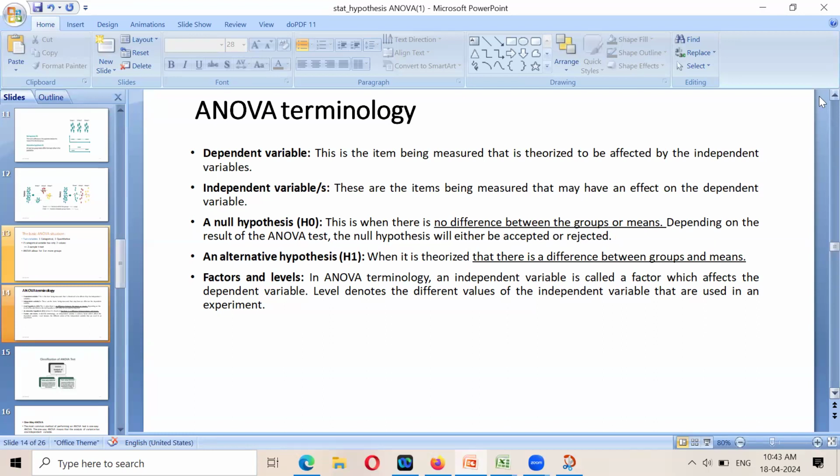Last important term is factors and levels. The independent variable is called a factor. A factor is nothing but a categorical variable. For example, the gender of the person, male or female. Suppose my result is pass or fail. These are the categories, right? We can clearly identify pass or fail, yes or no. So this is the category, and the category highly affects the dependent variable.